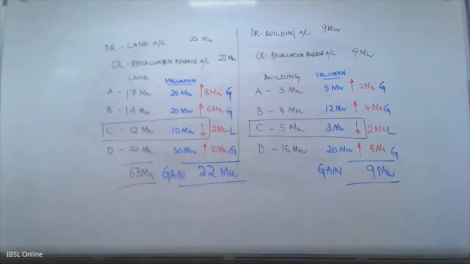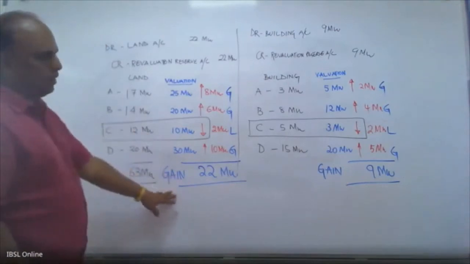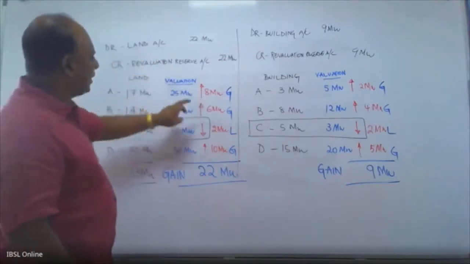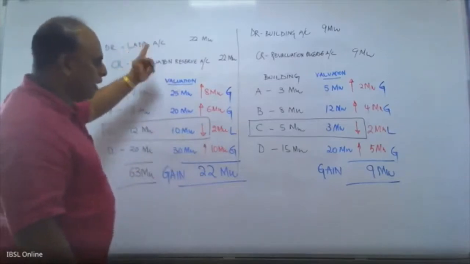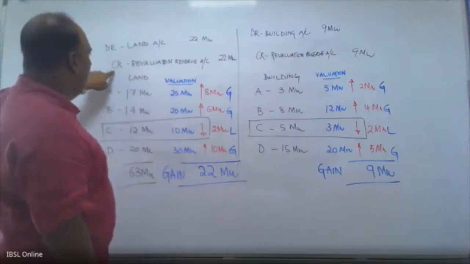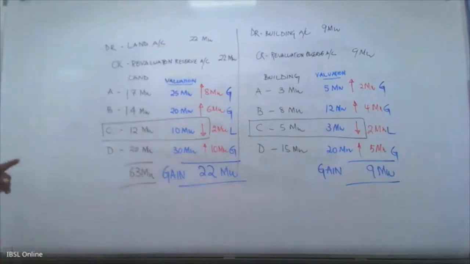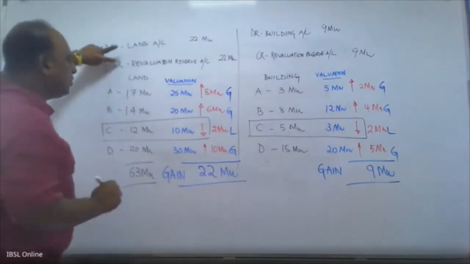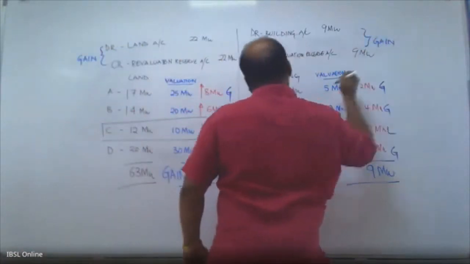Now here, of course, this double entry will be applicable for the total. But if you are considering individually, here it will be debit and credit 8 million, debit and credit 6 million. Now here this will be the other way around. Why? It's a loss. So debit will be revaluation reserve, credit will be the land account. So you have to remember, this is applicable when there is a gain. If it is a loss, the debit and credit will change.